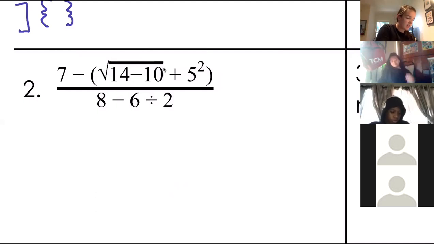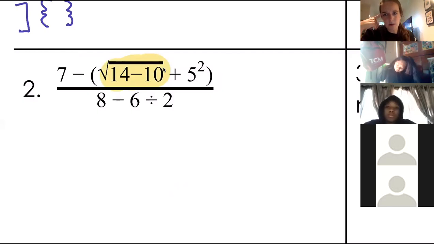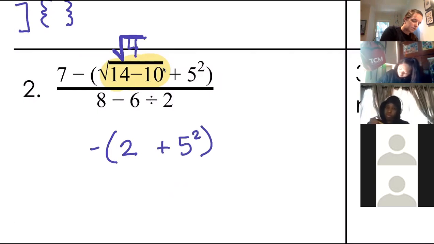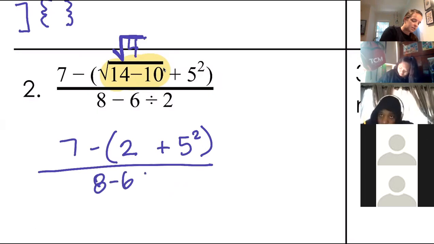So we're gonna start with the inside one first. So I'm gonna do 14 minus 10. 14 minus 10, what do we got? 4, and then the radical. 4, and then that radical is there, right? So what's the square root of 4? 2. All right, I'm gonna write down that 2. I'm still gonna put it in the parentheses, the plus 5 squared, the minus 7, and then 8 minus 6 divided by 2.